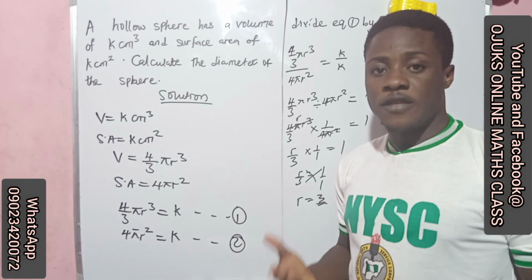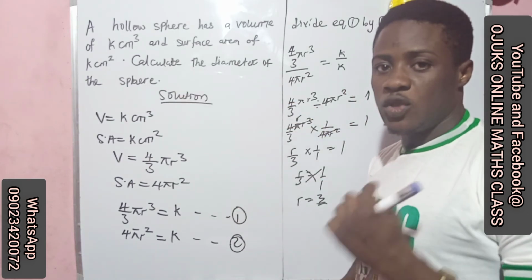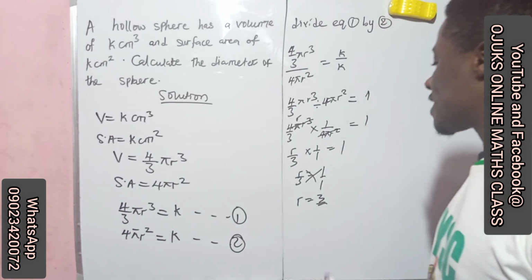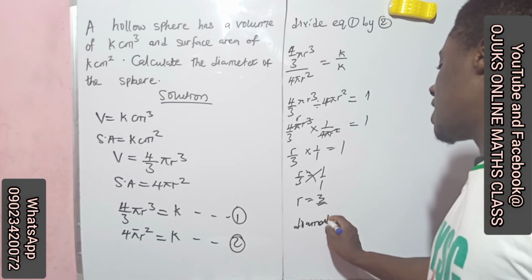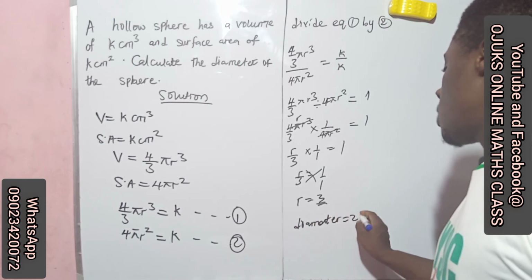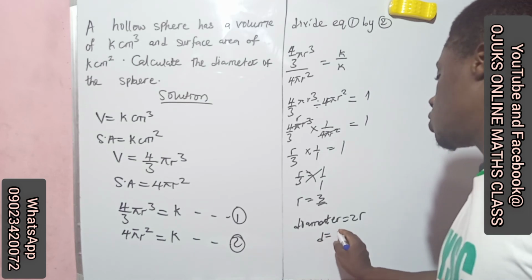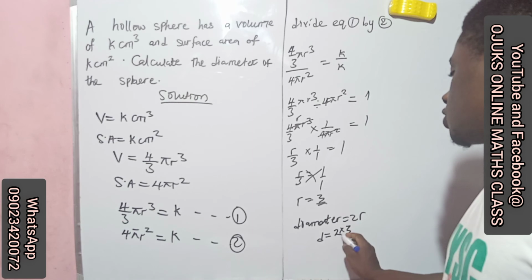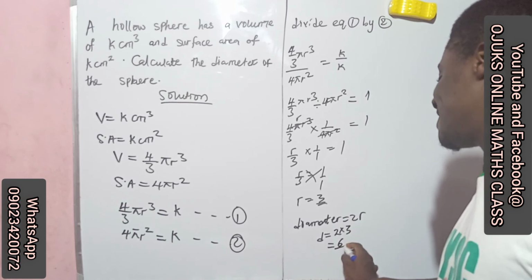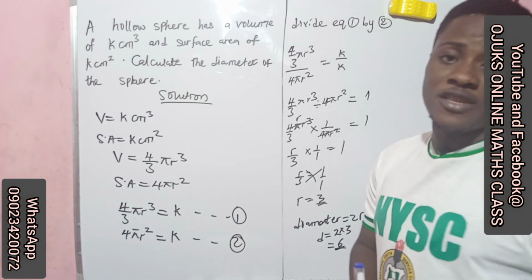We have gotten the radius of the sphere. And the question asks us to find the diameter of the sphere. Since we are asked to find the diameter of the sphere, automatically we know that diameter is equals to 2 times radius. So since diameter is 2 times radius, our diameter in question is equals to 2 times our radius, which is 3, so 2 times 3, so our diameter is automatically 6. So we ended up getting the value of the diameter of the sphere, which is 6.